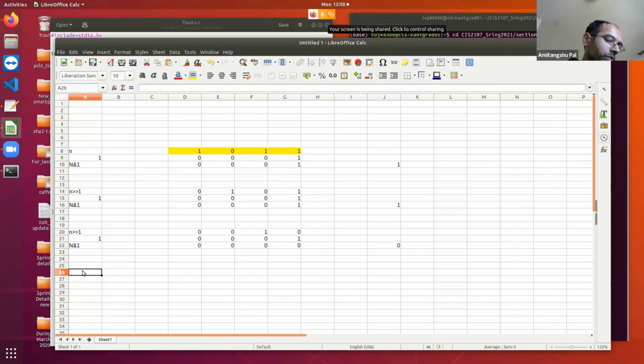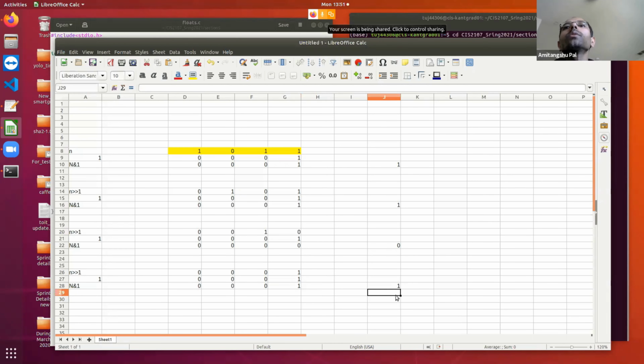And then again I am going to right shift by 1. So this 1 will come here. This 0 will come here. This 0 will come here. This place will be occupied by 0. If I and with 1, I will get 0, 0, 0, 1. So n and 1 is going to be 0, 0, 0, 1, and that is 1.